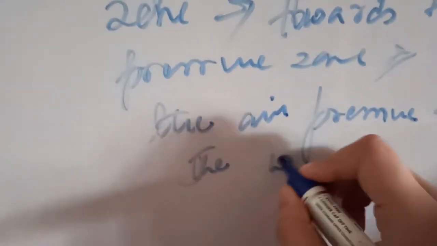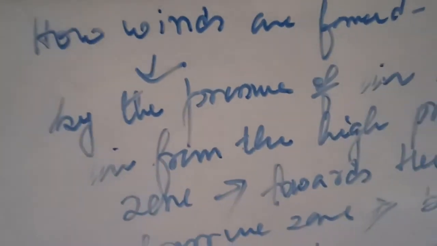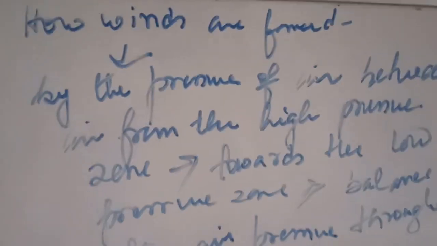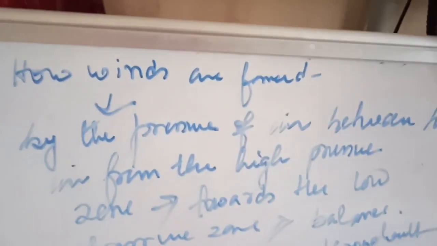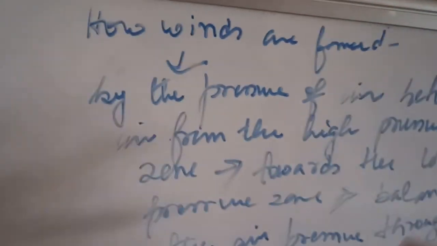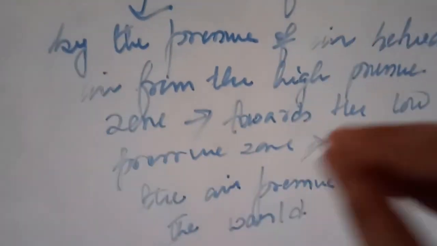Okay, so how is the wind moving? The wind actually moves from one pressure zone to the other pressure zone, and this movement of the wind takes place by the difference of the pressure between the two regions. From the high pressure zones, the wind starts to blow towards the low pressure zone, and in this way it maintains the global pressure belt balance on the earth's surface.